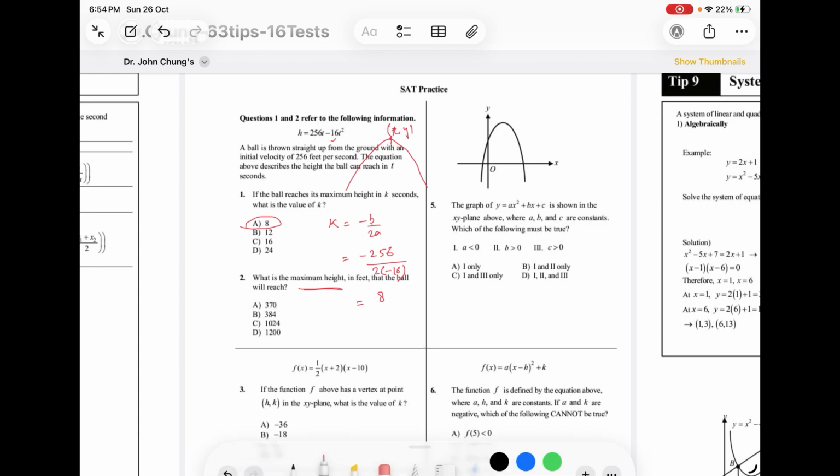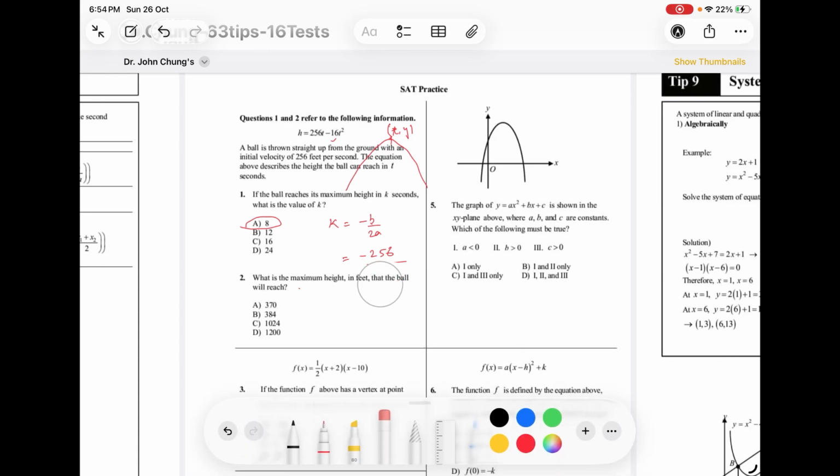In question number 2, he is asking you what is the maximum height. When he is talking about the maximum height, it clearly shows we have to plug in the value of t in the equation. So height is 256 times 8 minus 16 into 8 square. I'm calculating it on my calculator. See, the calculator is always allowed in your digital SAT in the new SAT format, in both sections. So when I calculate it, I get 1024.